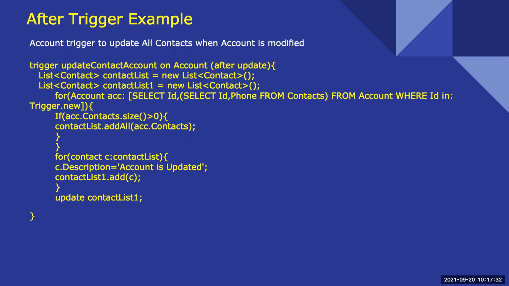Then once this loop is over, we are again iterating on the contact list, taking each contact in one instance, and we are just setting the description, say c.description equals "account is updated". It's just an example. So we are updating the description of that contact, and then just after the loop we are updating contact list one. So that's a basic example of modifying all the contacts when the account is being modified. And now what we can do is we can do one thing.